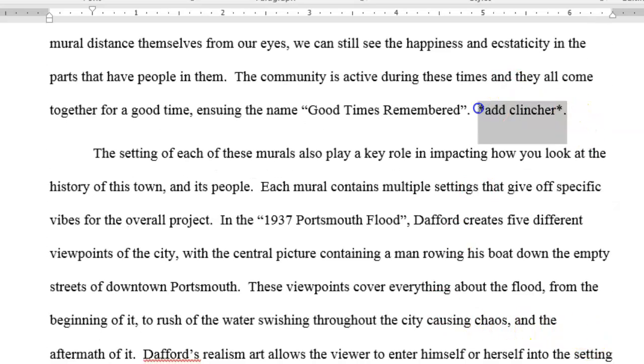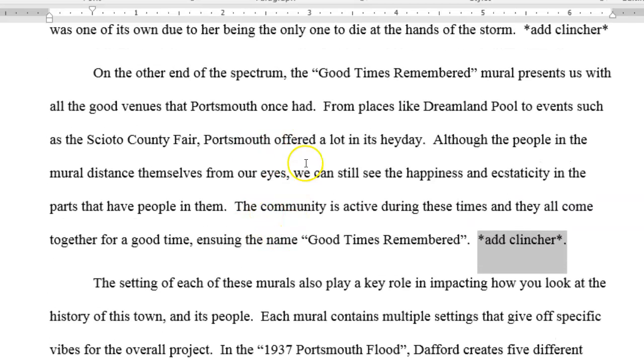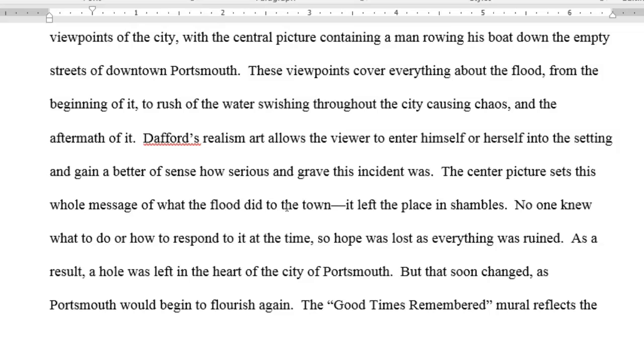I totally get the ad clincher thing. I like those notes. I use them myself. Do make sure that you are connecting these details and you're connecting everything back to the paper's overall argument. So if the overall argument is that the murals do a good job of getting us to feel an emotion, the clincher is, hey, here's the different ways that in this mural Dafford got us to feel an emotion.